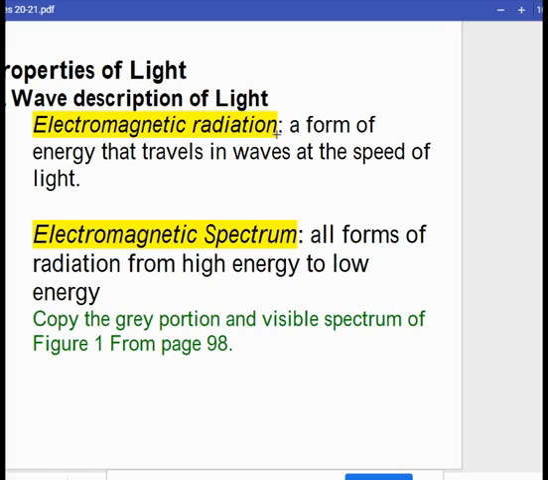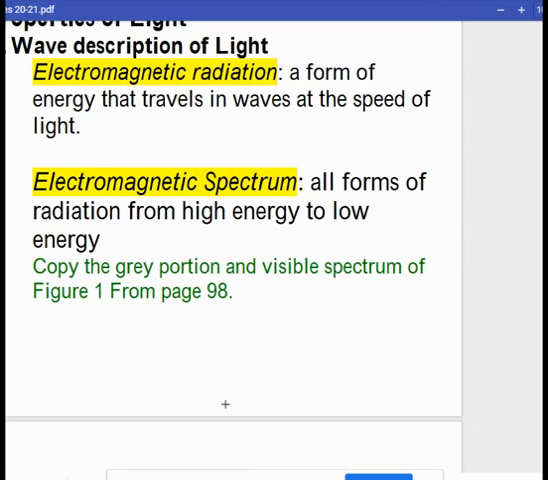Electromagnetic radiation is a form of energy that travels in waves at the speed of light. Some things that you guys might have heard of are microwaves, radio waves, X-rays, and gamma rays. Those are all types of electromagnetic radiation. The electromagnetic spectrum is all of the forms of radiation from low energy to high energy or vice versa. And it's in your book on page 98.